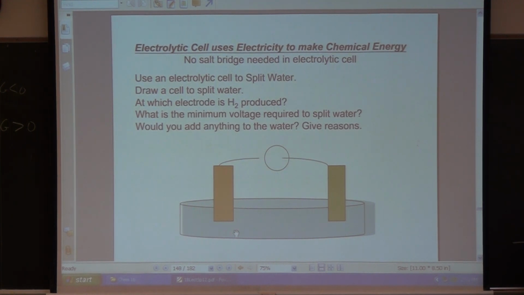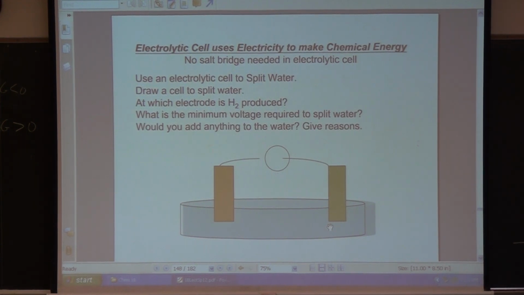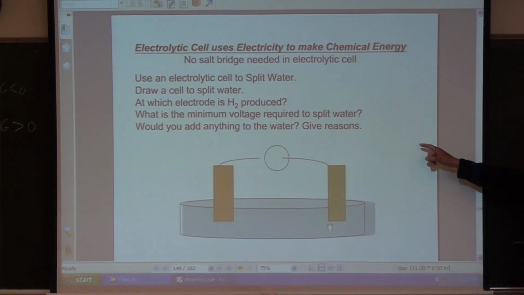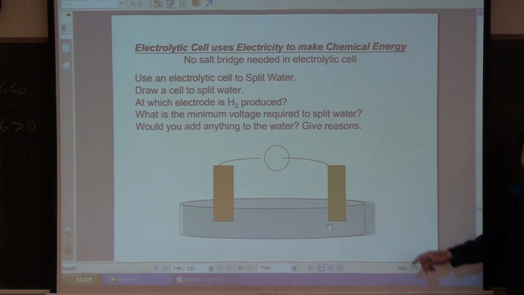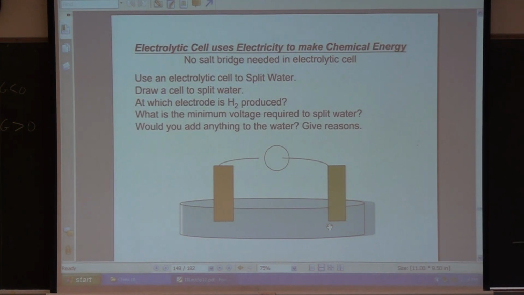Okay, so first let's start down here. So what should be in here? Yeah, there should be water in there. Now, I have this question: would you add anything to the water? Why would you add salt? Yes, you want to have an electrolyte in there.